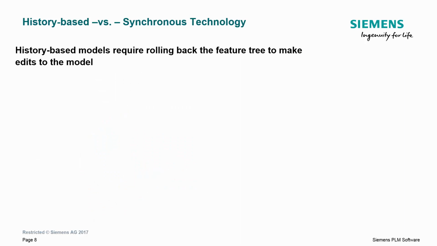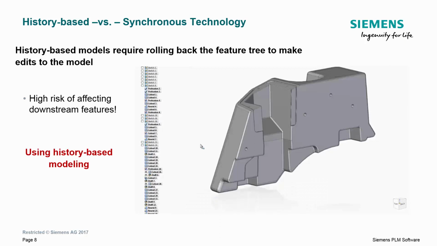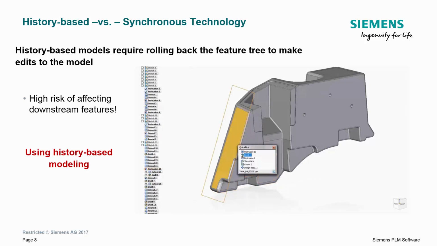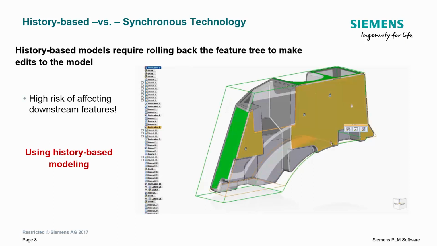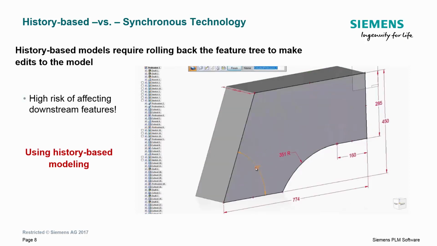To show a comparison of the two, let's take a look at the process for editing an ordered or history-based model, and then see the same edit using synchronous technology. First, the ordered model. For this example, a designer needs to edit the angle on the front face of this fuel tank. Once we dig into the part and find the feature that controls the angle, we can go and make the desired edit.